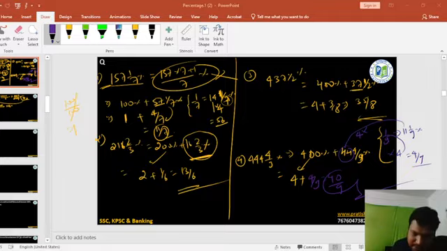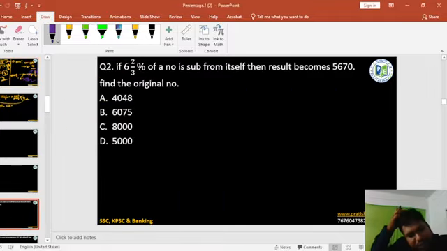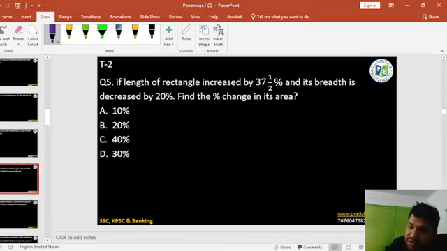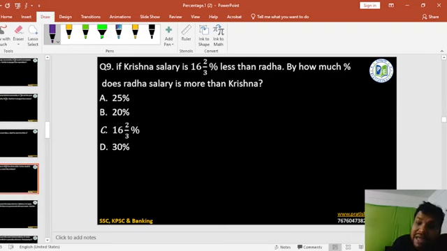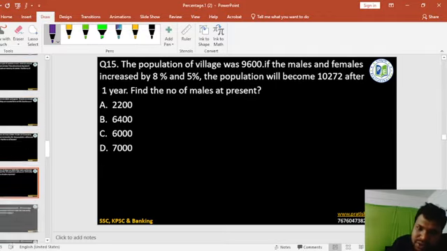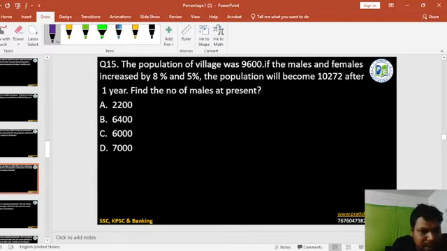Now, in the next class, I'll see this type of question. Now there is an application based question. If 6 and 2 by 3% of a number is subtracted from itself, the result becomes 6. This is the first type of question. This is your second type of question. If the length of a rectangle is increased by 37 and 1 by 2%, breadth is decreased by 20%, find the percentage change in its area. This is your second type. Salary based question. If X salary is more than 20% of Y, then Y salary is how much percent less than X. So in that there is a total 7 to 8 types of question. I will discuss it. Then I will proceed for the next topic.